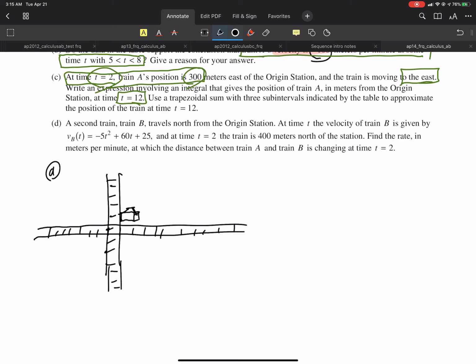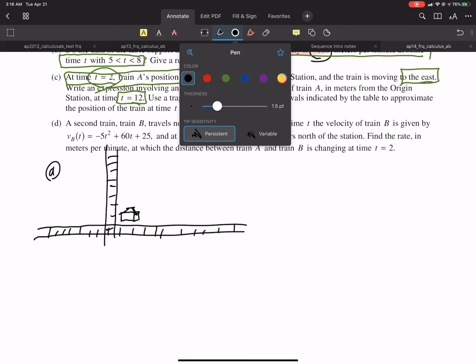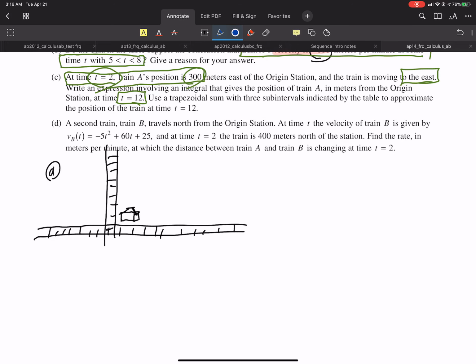And then let's fill in our information. The second train B travels north from the origin. I don't even need the stuff below. It's traveling north. Sorry. So we only need the north part of this. So we have train B. Here it is. Ready? Train B. Choo-choo. There's train B. It's to the north.